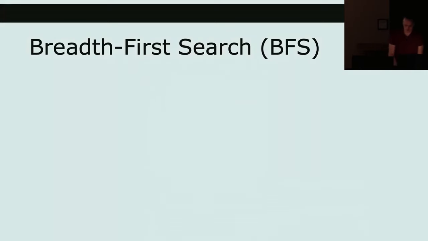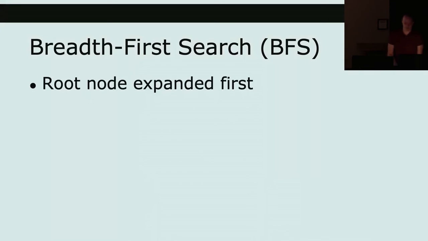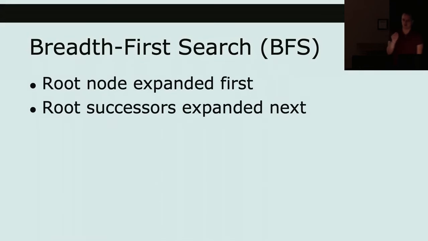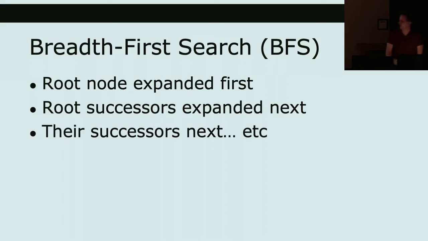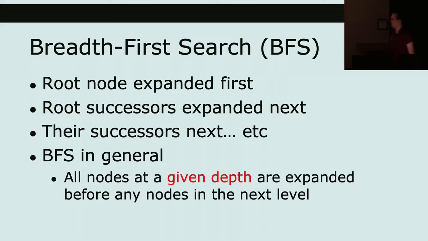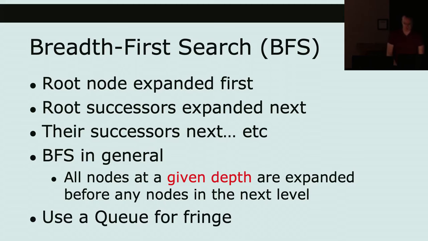So in breadth first search, the root node is expanded first, right? Then the root successors are expanded next. Then their successors are expanded next, etc. So this English description of BFS, in general, all nodes at a given depth are expanded before any nodes at the next depth. That's why it's called breadth first search. We do the whole breadth of the depth, right? And then we do the next one. And in order to accomplish this, all we have to do to that original algorithm is use a queue for the fringe. Okay?